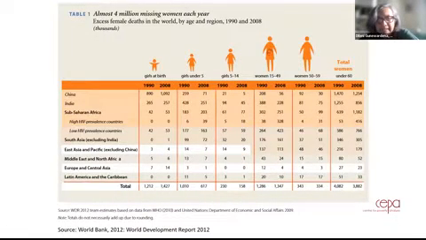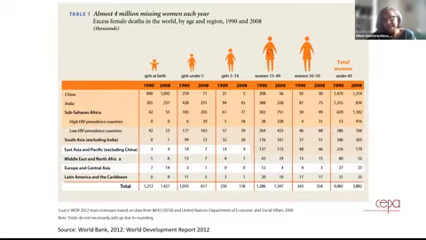And then finally, thanks to Amartya Sen, we focus on missing women now, women who should be there in the population but who are not there. We look at it by age categories, and we find that there is a large proportion of girls and women who do not exist, who ought to exist under normal circumstances.